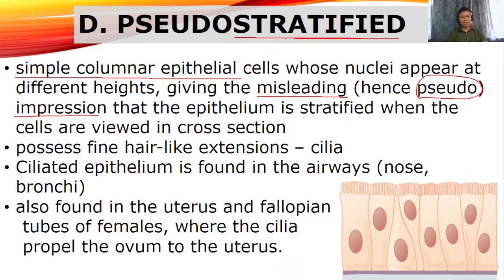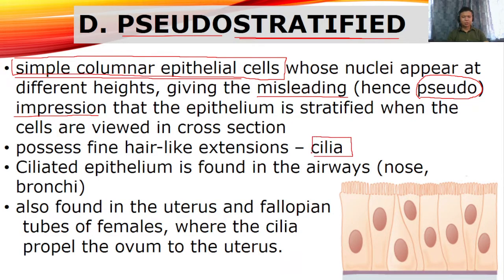Okay, stratified is meant as more than one layer, so it's a false multi-layered epithelial cell, but in reality it's somehow closely related to simple columnar epithelial cells, but it's more on having a unique appearance. That's why they tend to categorize it as a different type of simple epithelium. Okay, now they possess hair-like extensions called cilia.